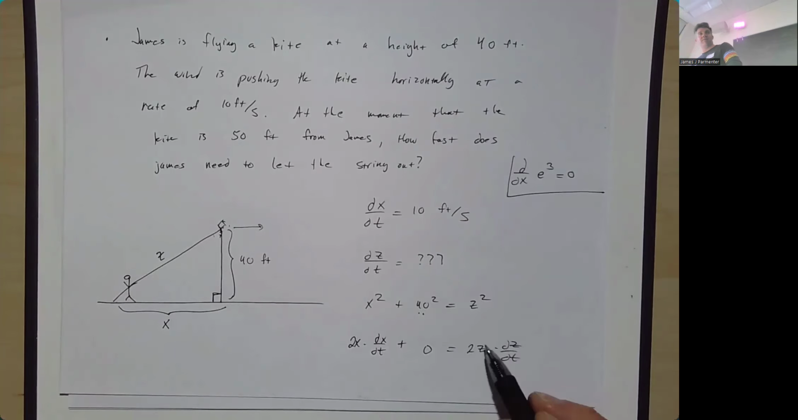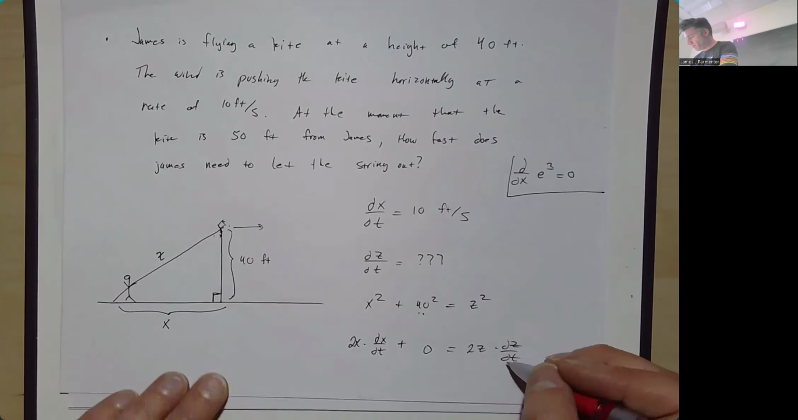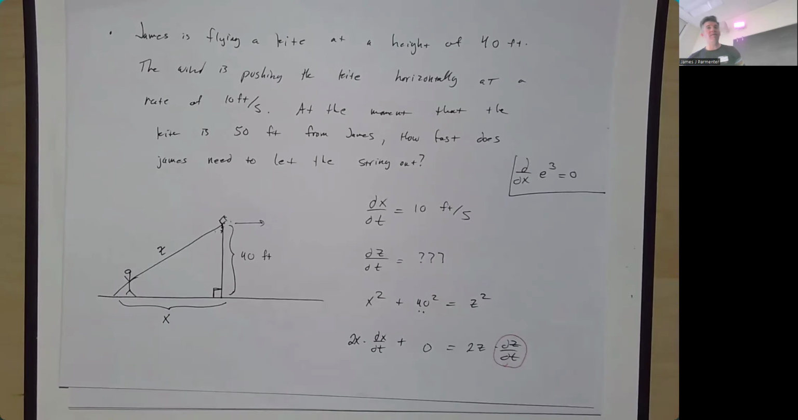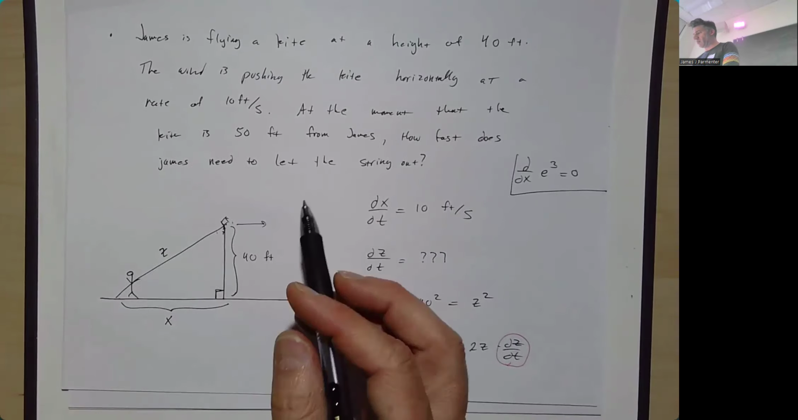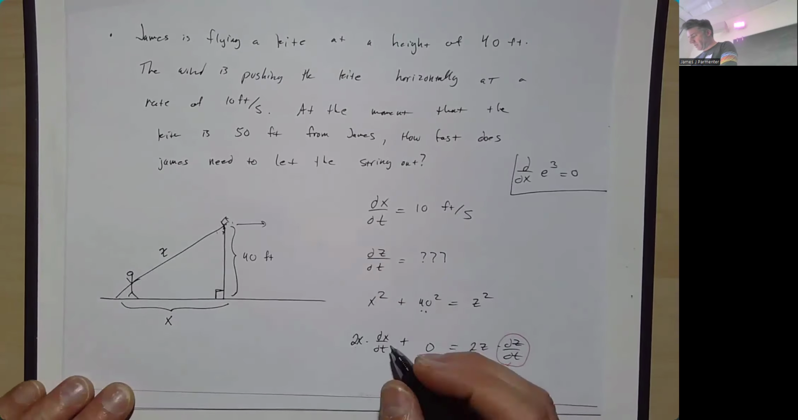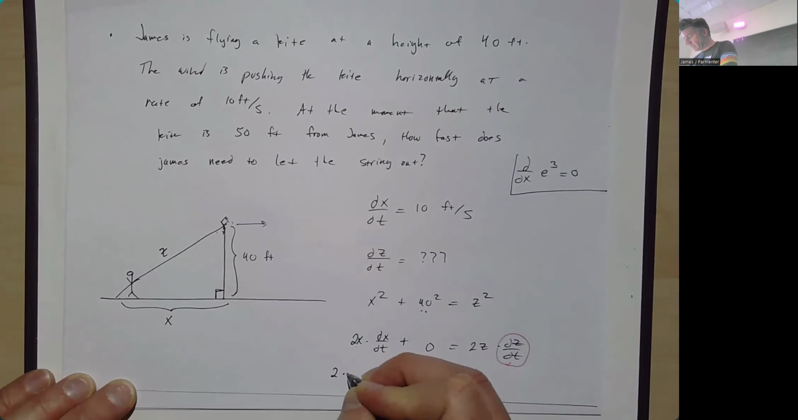Over here, we do have a derivative, 2z dz/dt. Now, when I look at this, I know that I've been asked to find dz/dt. So the one thing I've been asked to find is the only thing I'm not going to be able to fill in for. Everything else I should be able to fill in a value for. I can fill in that dx/dt is 10 feet per second.